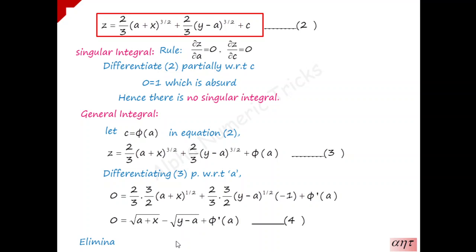Now we conclude that eliminating a between 3 and 4, we can get the general integral. That's all. This is the solution. This is the way we have to write the solution for this type of problem.